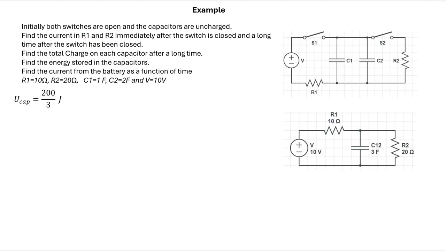Okay, now let's do the hard part of the problem. This is where the twist comes in. Now, I've said what the total energy is going to be on the capacitor, but now it says find the current from the battery as a function of time. I want to explain that this is not quite so simple as it was before.